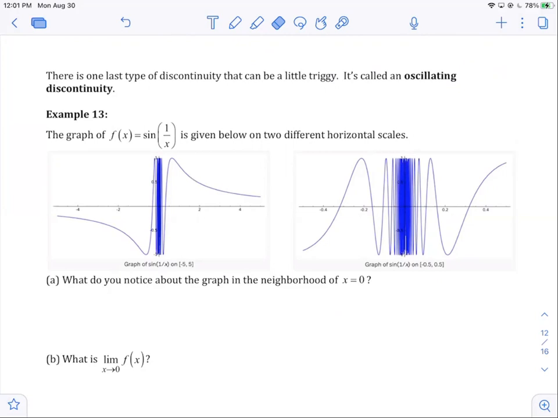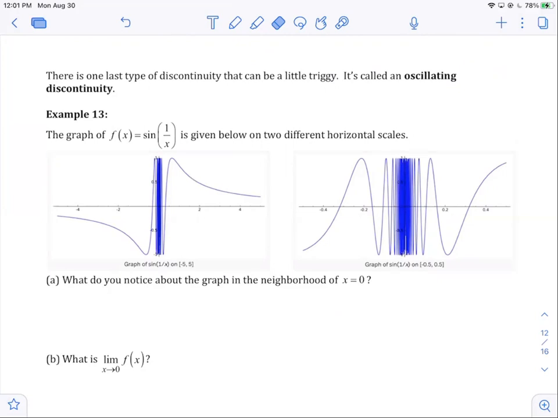I gave it to you. It oscillates between 1 and -1 because that's the amplitude of sine. But as you get closer to 0, it starts to oscillate faster and faster and faster. And then if you keep zooming in, you'll keep seeing the same behavior. You can zoom in indefinitely, and it just oscillates faster and faster between -1 and 1.